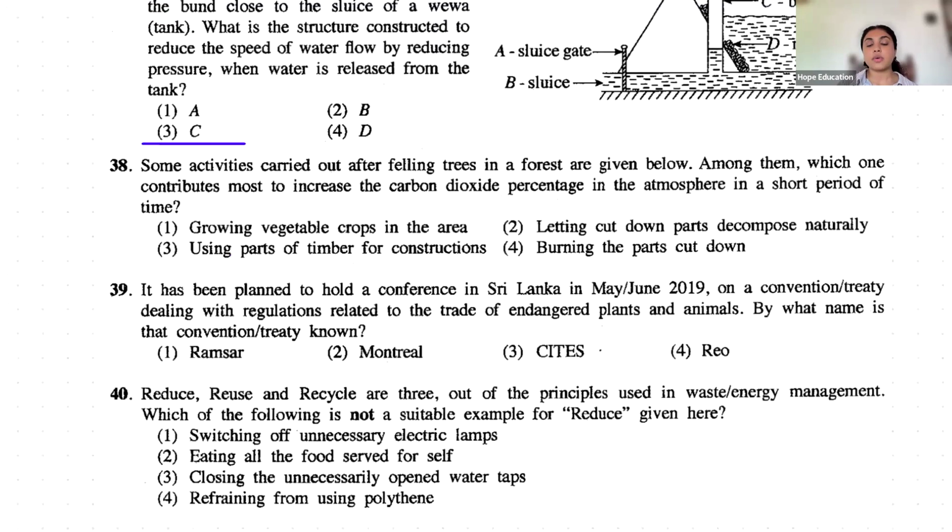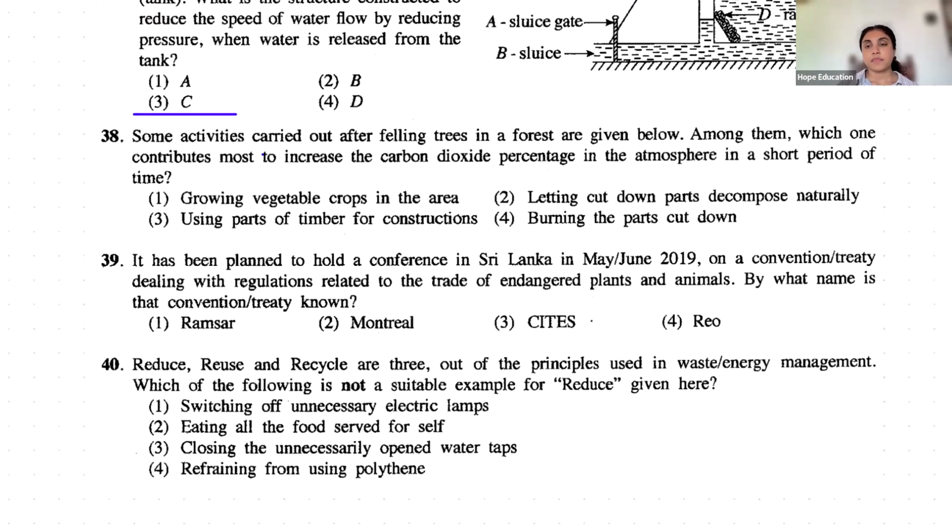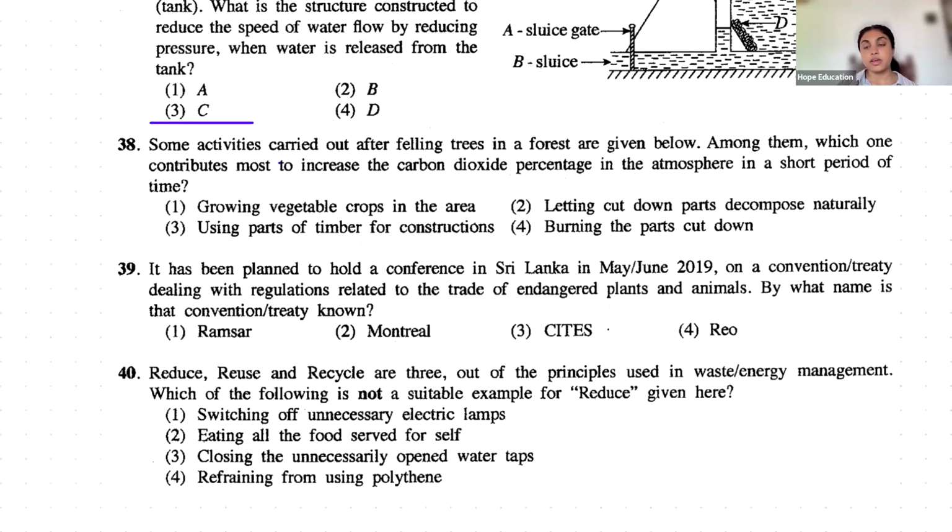Some activities carried out after felling trees in a forest. Again, this is biosphere. මේක හතරම biosphere. Some activities carried out after felling trees in a forest are given below. Among them, which one contributes most to increase carbon dioxide percentage in the atmosphere in a short period of time?